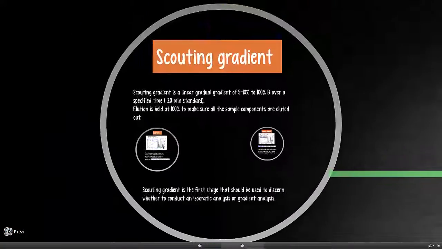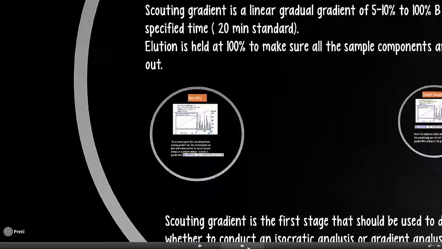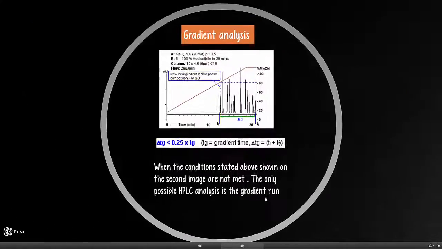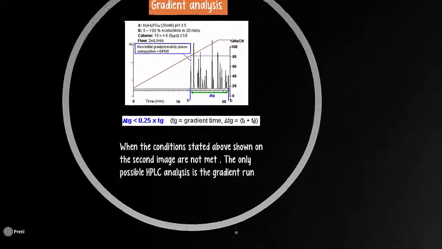Part A starts with the scouting gradients. Scouting gradient will actually help us decide whether isocratic method or gradient method is possible. For isocratic method to be possible, this condition has to be met: changing TG has to be less than 0.25 times TG, which is the gradient time. If that one is not met, then gradient method is the only possible way.